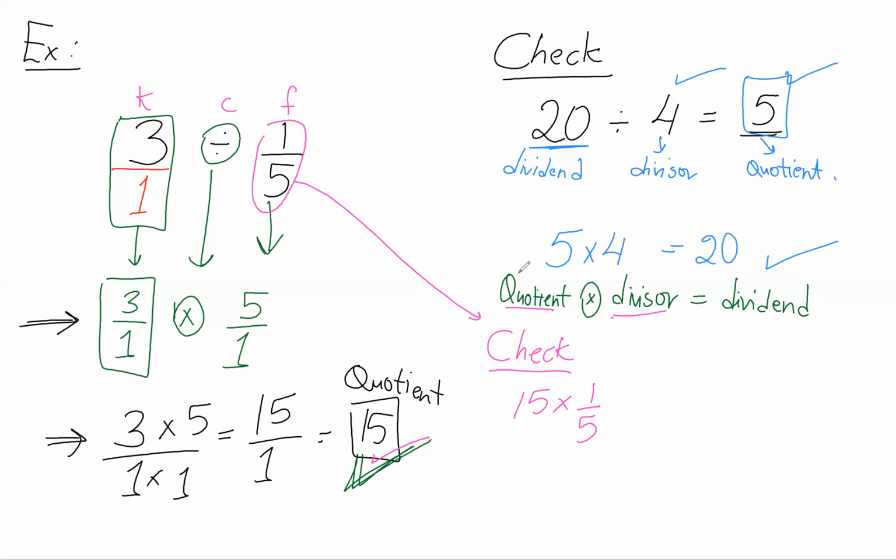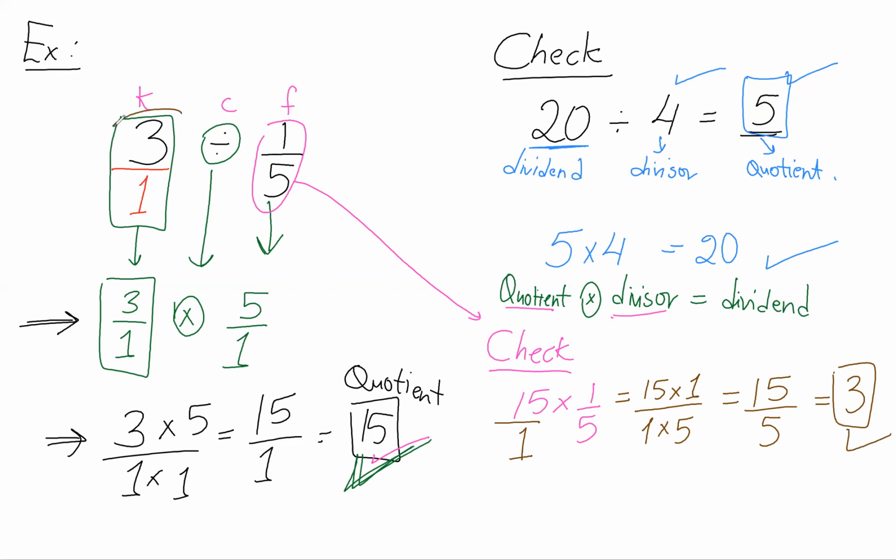Okay, so let's multiply. First of all, I need to change the 15 into a fraction by adding 1 in the denominator, and then 15 multiplied by 1, numerator with numerator, denominator with denominator, 1 multiplied by 5. 15 times 1 is 15, 5 times 1 is 5. 15 divided by 5 would give me 3. Isn't this answer similar to my answer here? Yes, it is. Therefore, my answer is correct. Great. Let's try another example and check.